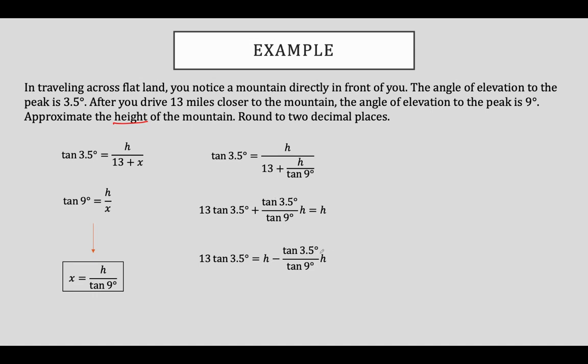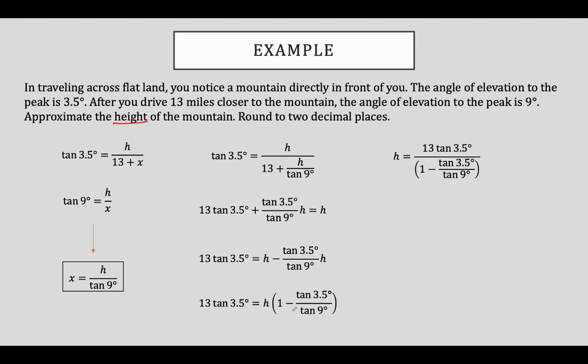Well, now, because this h is common to each of these terms on the right-hand side, I can actually factor out an h from each one. This gives me 13 times the tangent of 3.5 degrees is equal to h times 1 minus the tangent of 3.5 divided by the tangent of 9 degrees. And finally, to solve for h, because these are connected by multiplication, to undo that multiplication, we divide, giving us h is equal to 13 tan 3.5 degrees divided by 1 minus tan 3.5 over tan 9.